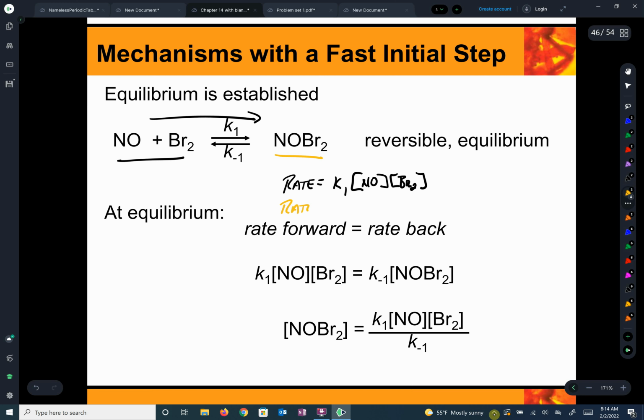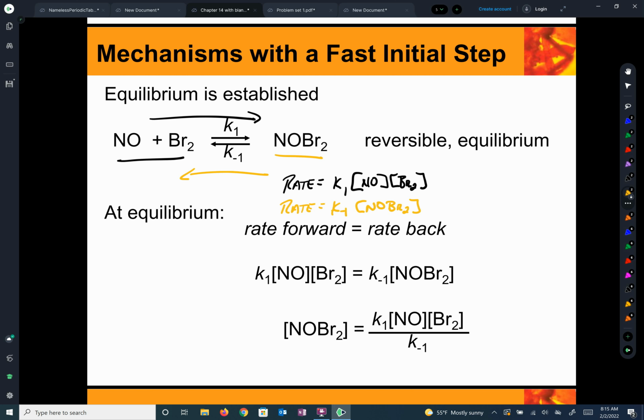And we can go in the opposite direction. Rate is equal to k minus 1 times the concentration of NOBr2. Everybody with me on this? We're just writing the rate in the two directions, and rate is just equal to k times the concentration of your reactants in there.